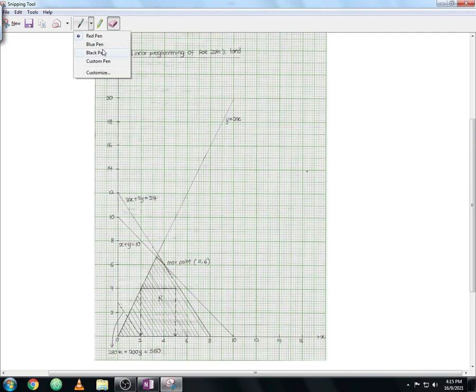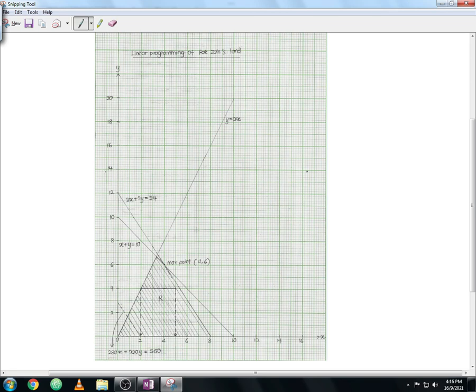As you can see, this is the title of the graph, linear programming of Pak Zain's land. This is the y-axis, representing the tomatoes, and the x-axis represents the cabbages. These are the three respective straight lines that we have plotted. In case you are wondering why there is a dotted line over here, please hold on, I am going to explain. The same goes for the max point. I will explain at the end of the question.